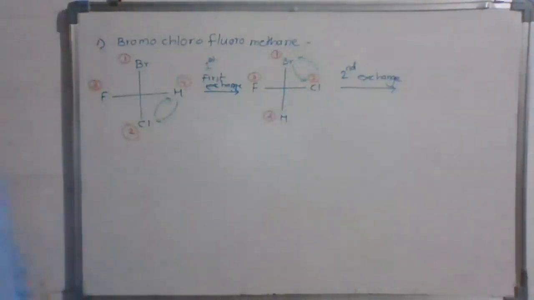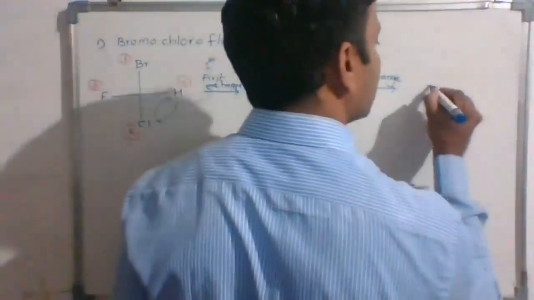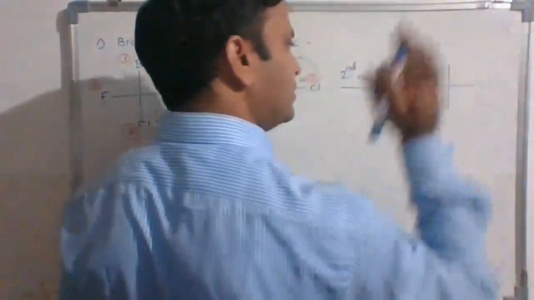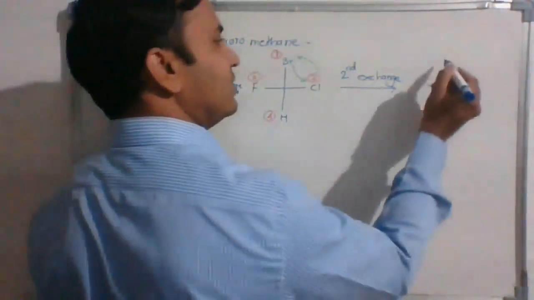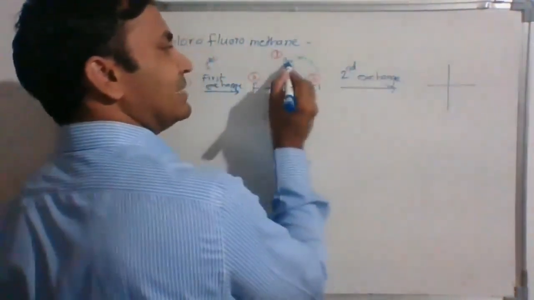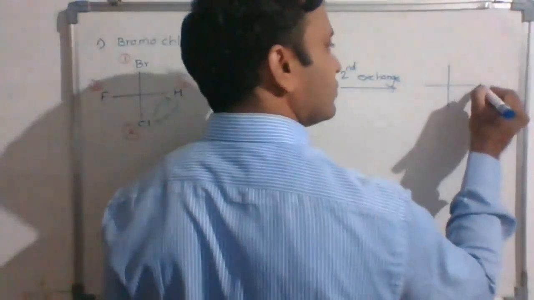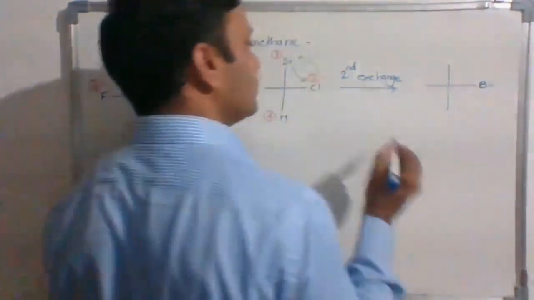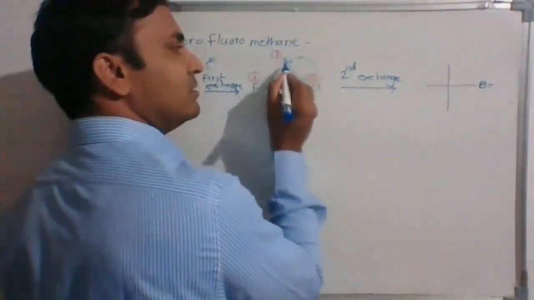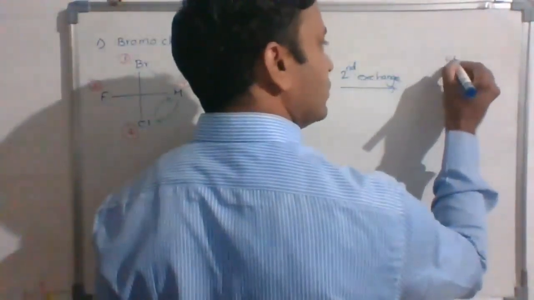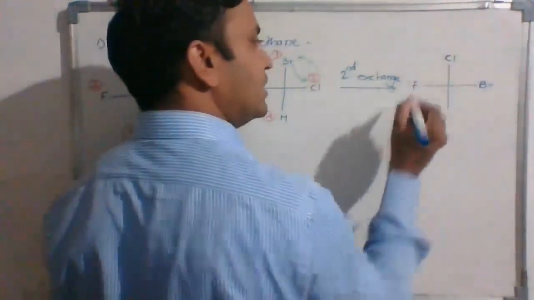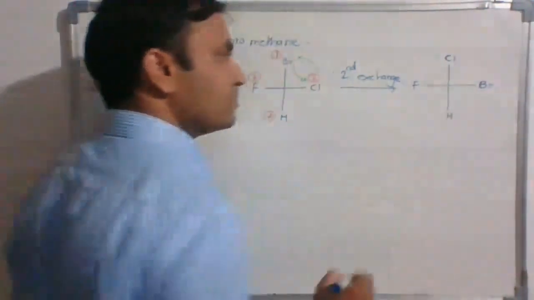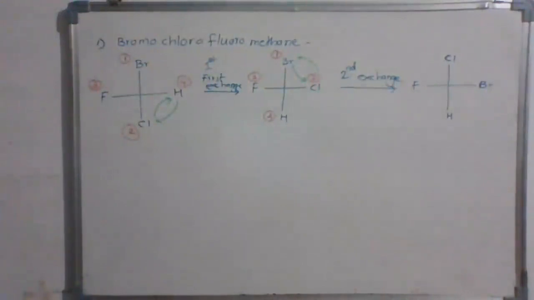So after second exchange, the arrangement will be like this. Again, directly draw this cross, okay, plus sign for Fisher projection. Now see, bromine is now not here. It has taken the position of chlorine. So bromine will be here. Chlorine has acquired the position of bromine. So we shall show this chlorine at the top. Fluorine unchanged, hydrogen unchanged. So this will be the arrangement after second exchange.